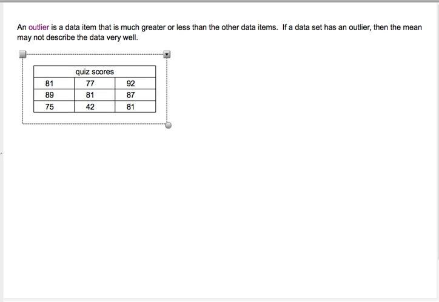Before we begin, we have a definition here. An outlier is a data item that is much greater or less than the other data items. If a data set has an outlier, then the mean may not describe the data very well.